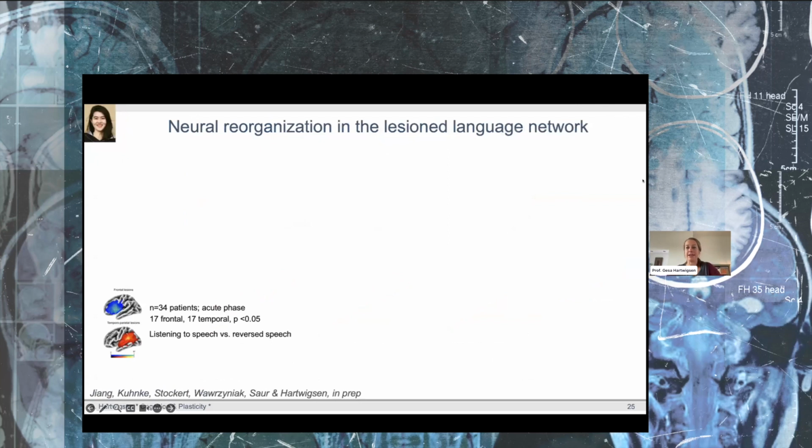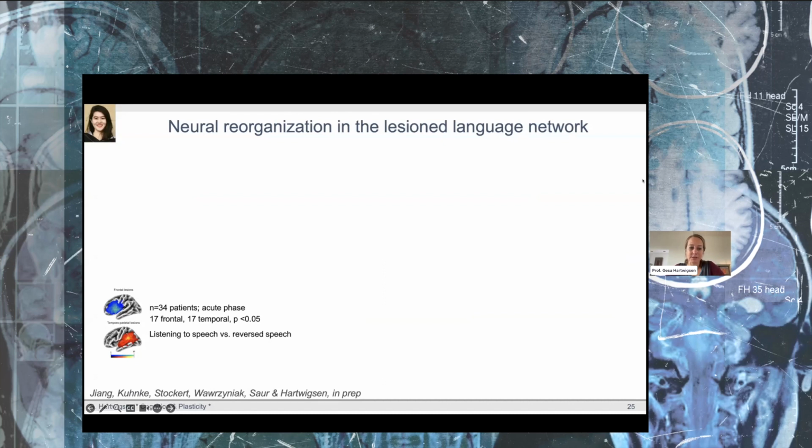And finally, what we are looking at now is how the neural reorganization in the lesion language network may look like at the network level. So far, we have seen the pattern of task-related activity, but we also wanted to understand in the same set of subjects or patients how the different areas interact with each other and how this changes across the time course of recovery. So this is work led by Zhizhao Yang from my group, who's doing her PhD on this project.